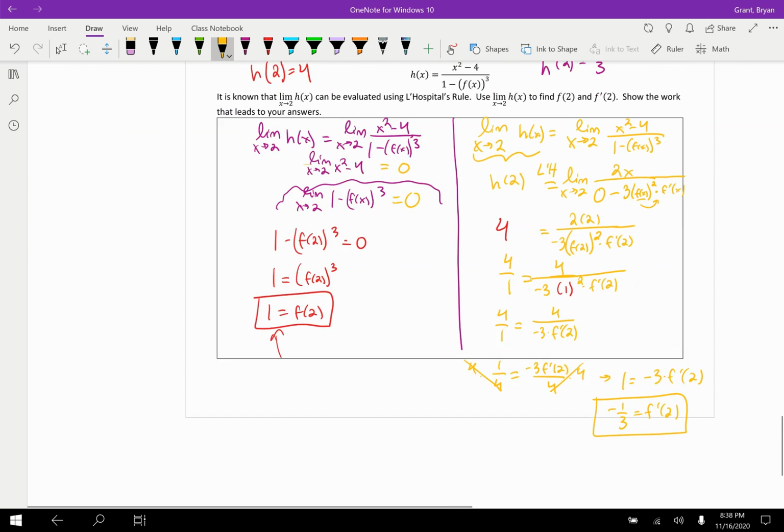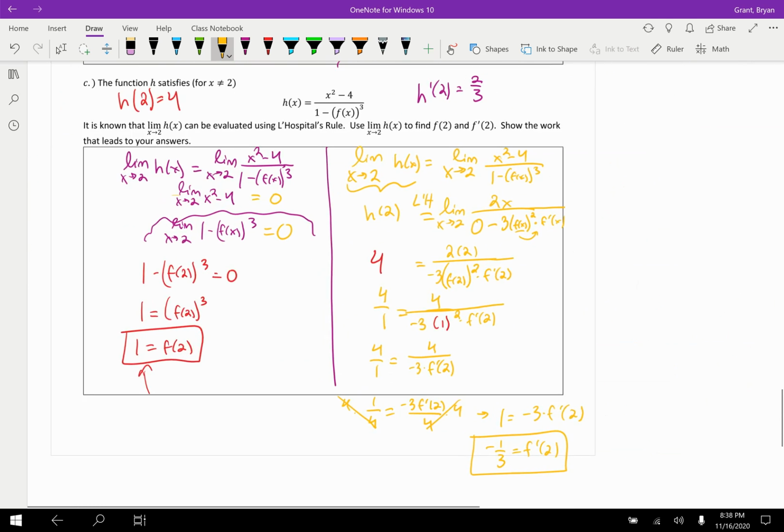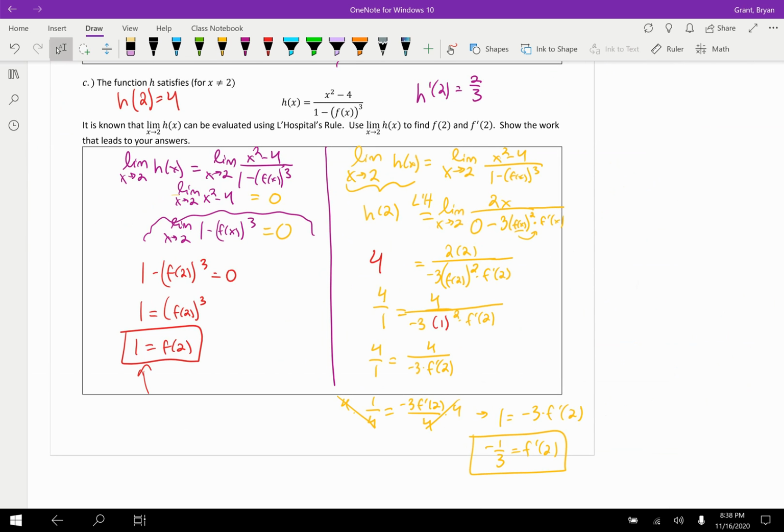What a wild problem. I thought it was extremely tricky. Never seen one like this before, but it's a great application of L'Hopital's rule. If you understand this problem, you understand everything we have done today.